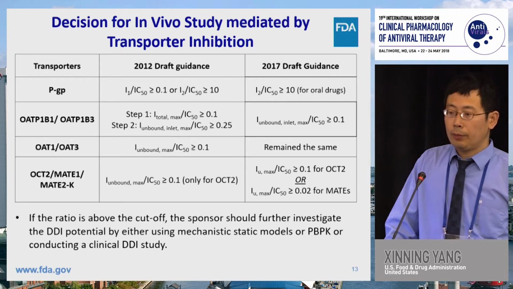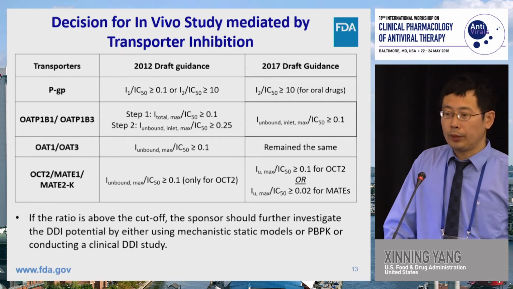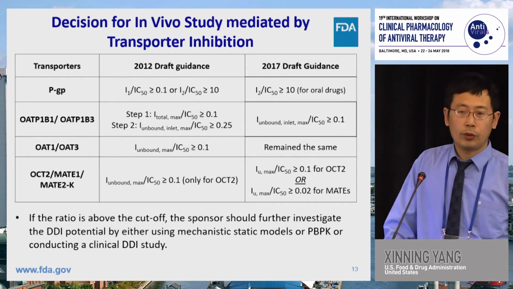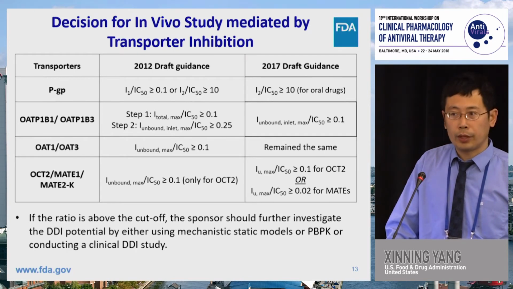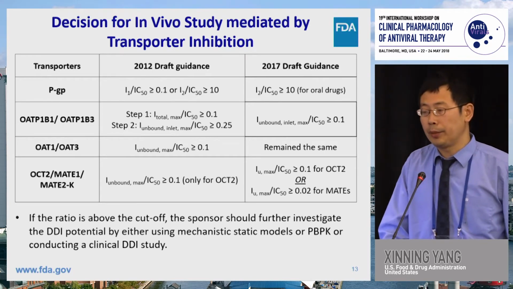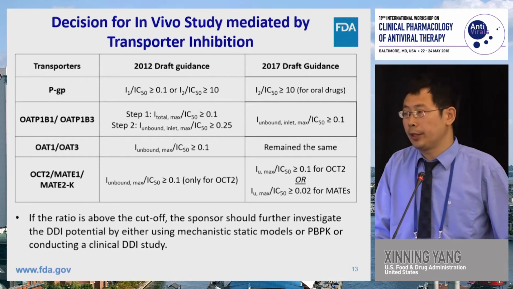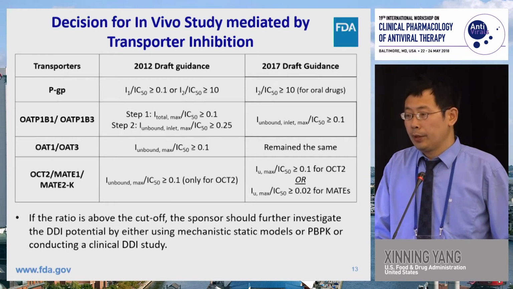In the OATP1B1, 1B3, we simplified from 2 steps into 1 step. In the OAT1, OAT3, it remains the same. And for the OCT2 and MATEs, the change is that we added the MATEs because there's a large overlap for the substrate and also inhibitor spectrum for OCT2 and the MATEs. Actually, a number of drugs have a stronger potential to inhibit MATE than OCT2. So the interaction mediated by OCT2 we used to think about is probably really mediated by the inhibition of MATE. And also we updated the criteria for that.